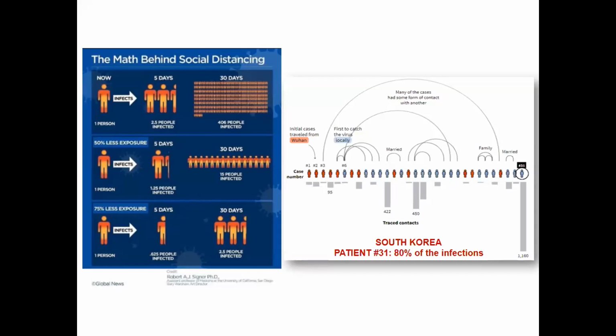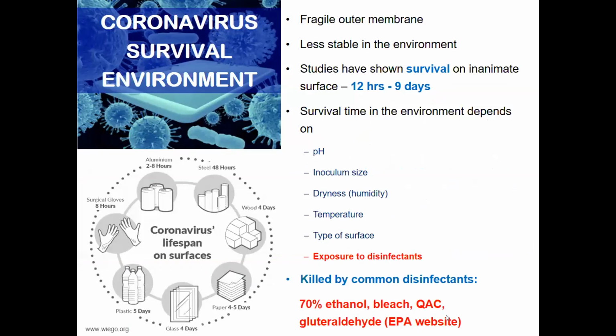This is a significant number, and it's something that we need to take note of from a social distancing point of view. And that's why the lockdown for us is so important, so that we bring down the number of cases that we could potentially infect. So let's look at the survival of coronavirus in the environment.